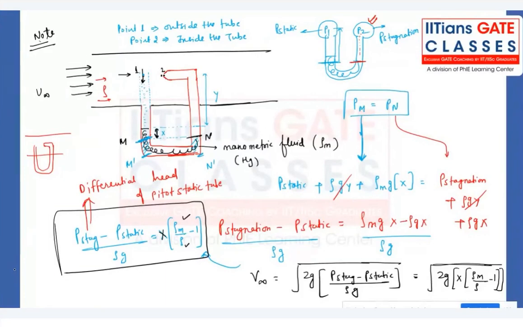Do not worry about why we are writing like this. This is nothing but the hydrostatic law. See how we are writing it. It's a very simple one, right? In the downward direction, pressure keeps on increasing. So we write P static plus rho g, and this is nothing but rho m, rho g up to the height of y, plus rho m g into x. Just like we have studied in the manometric principle, the same manometric equation we are applying.